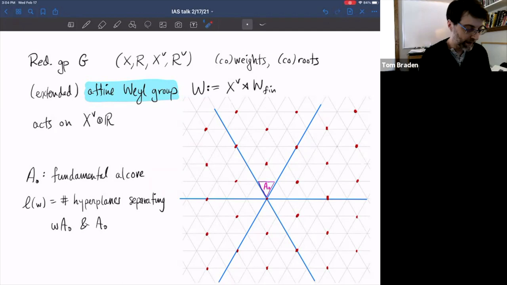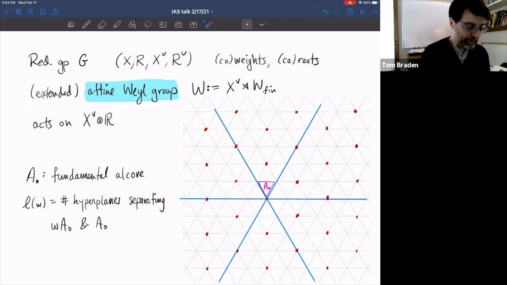And there's a length function on this, which is: you act on the fundamental alcove and see how many of these hyperplanes separate the start from the finish. Again, because there might be a small finite group that just shuffles the fundamental alcove around, there might be a small set where the length is zero, which is not standard for Coxeter groups, but again, it won't cause significant changes to what I'm going to say.